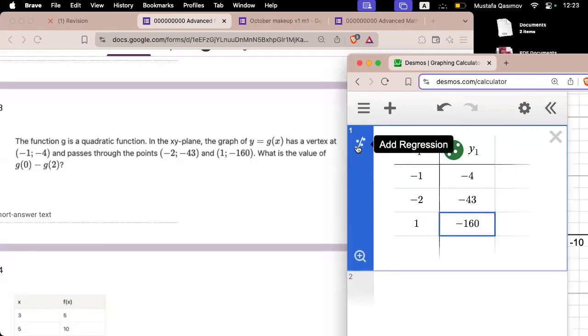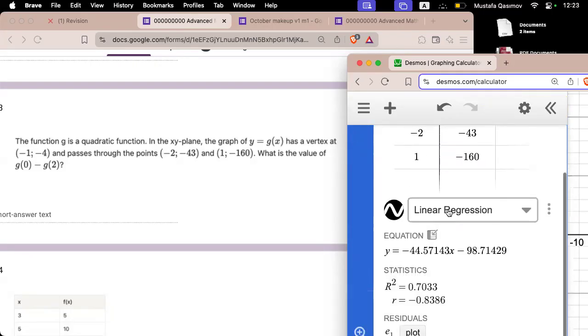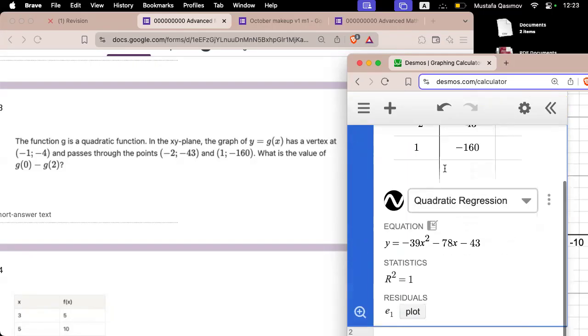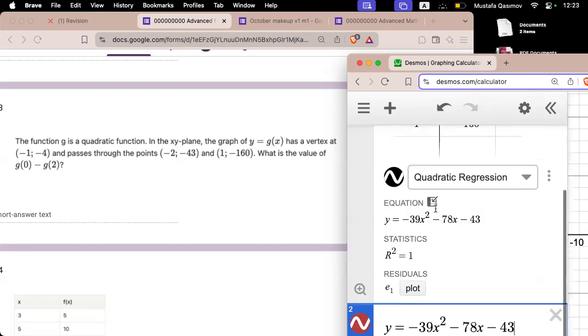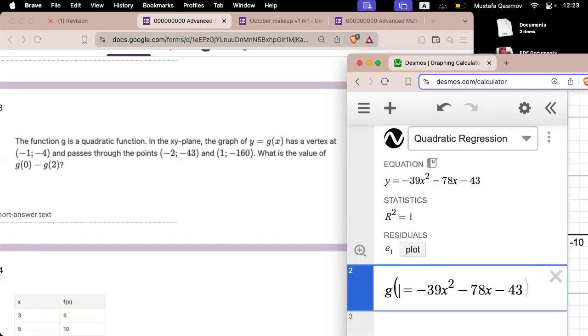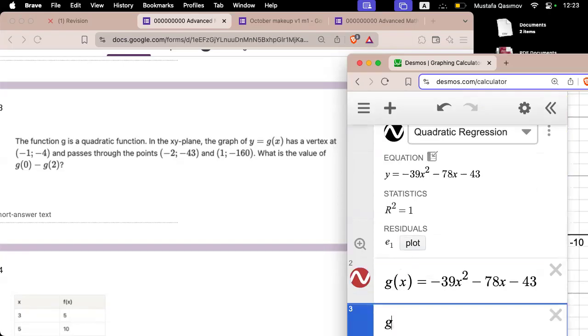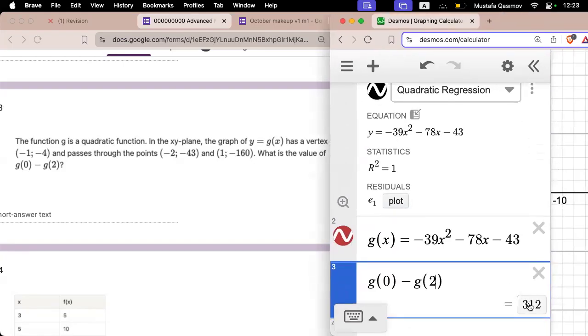Then we have here add regression. When you put add regression, you will get it as a function, quadratic. But you have to change it to quadratic regression. It's not linear. Then you have to press that one, export. Then you will get this equation here. Then write here q of x. Yes, then write here q of 0 minus q of 2. 312. You can see we didn't use any formula of vertex here, unfortunately, because we have decimals.